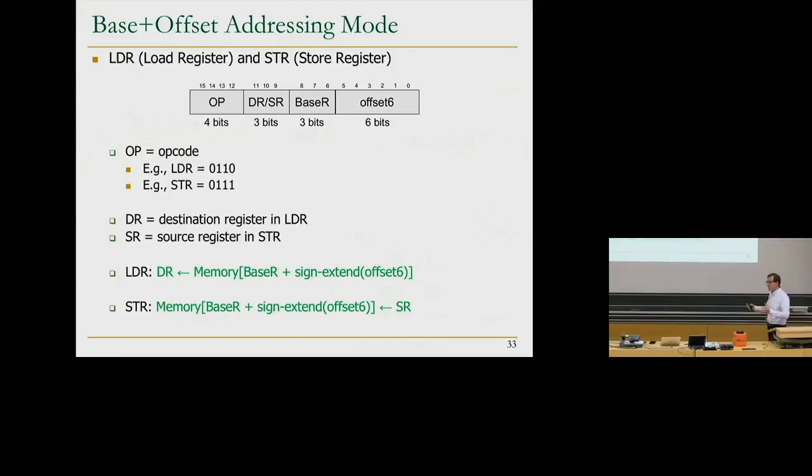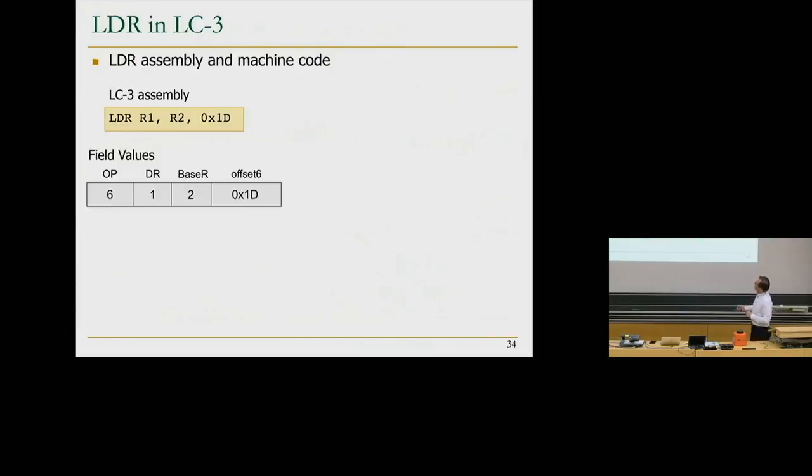Load indirect, LDI, is very interesting because it enables indirection. So if you have, for example, an array of an array, you can use LDI to calculate the address that you want to access in that array of an array, right? Okay, this is the assembly and machine code.